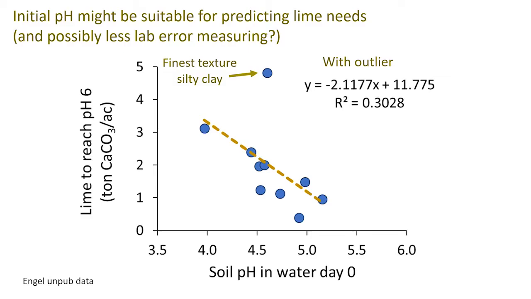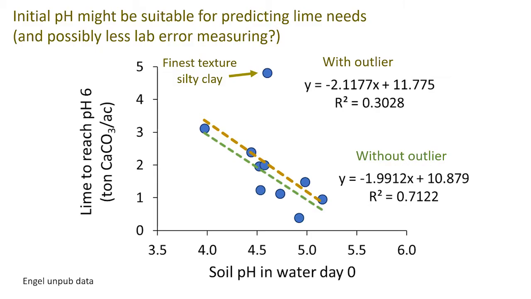Another approach that some of my colleagues don't really agree with is using just initial pH as an indicator of how much lime you need. What I've plotted here is soil pH on the x-axis and the lime needed to reach pH 6, in tons of calcium carbonate, on the y-axis. What we found was that there was a very good relationship between initial pH and lime requirement, except for this one soil that had the finest texture of our 10 soils in the study. So with that outlier, we don't have a great R squared, but without that outlier, we have a pretty good R squared of 0.7.